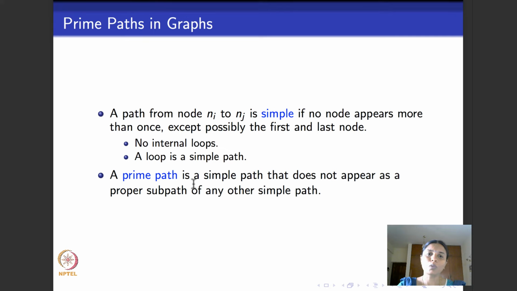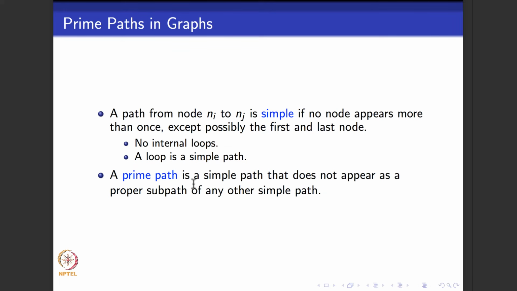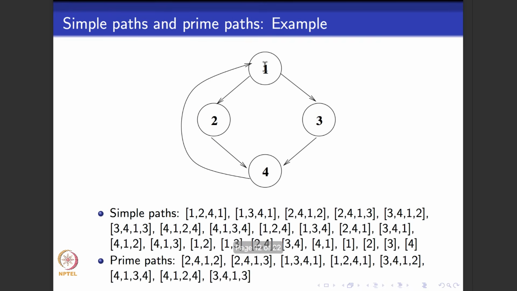Now moving on, what is a prime path? A prime path is a simple path that does not appear as a subpath of any other simple path. So just to repeat, what is a prime path? It's a simple path. And what is the second condition? The second condition says that it's a simple path that doesn't come as a subpath of any other path. So I'll show you an example to make this definition clear.